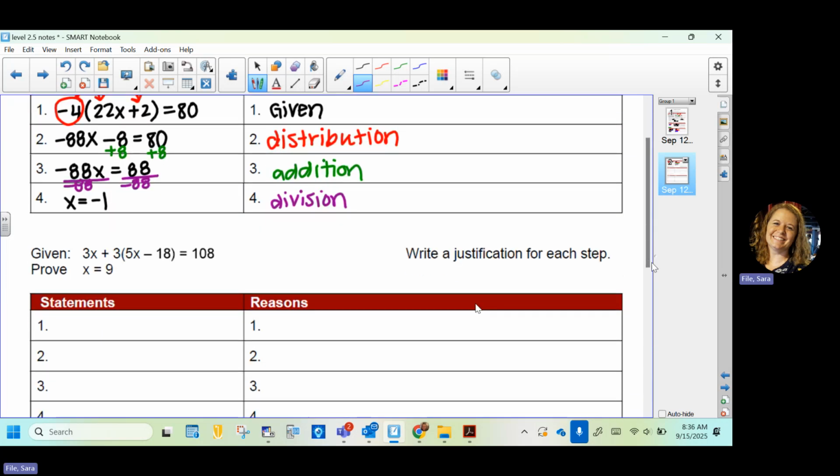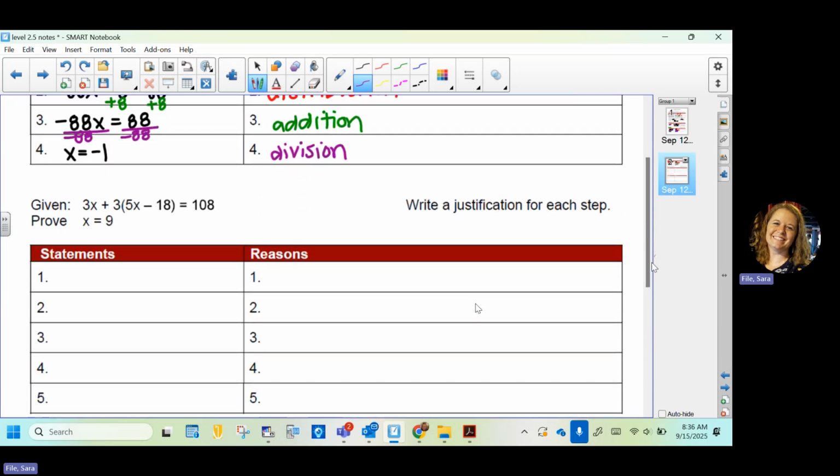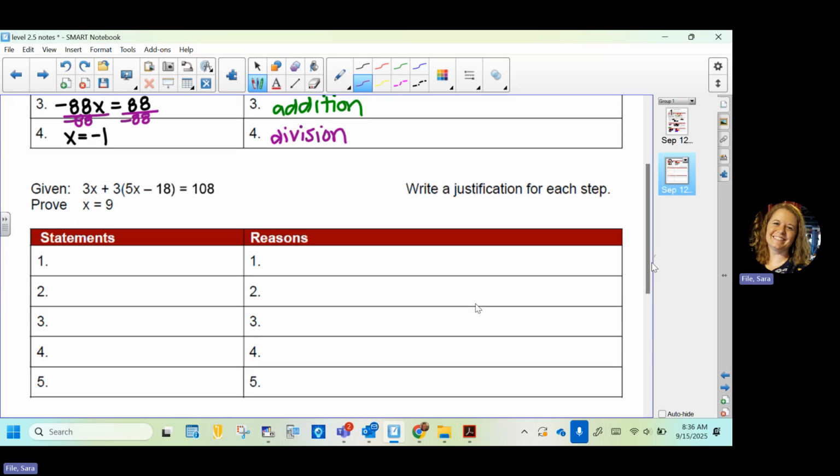Okay, let's try this one, it's a little bit longer. This one says it's going to have 5 steps. My first statement is going to be 3x plus 3 times 5x minus 18 equals 108, and the reason is given. And what is my last statement going to be? x equals 9.